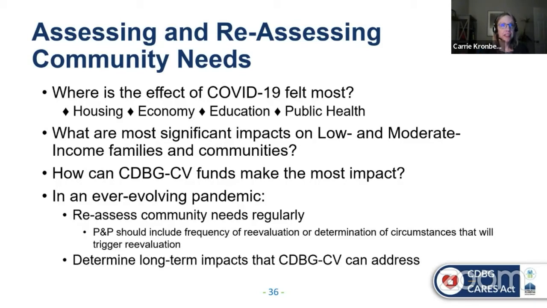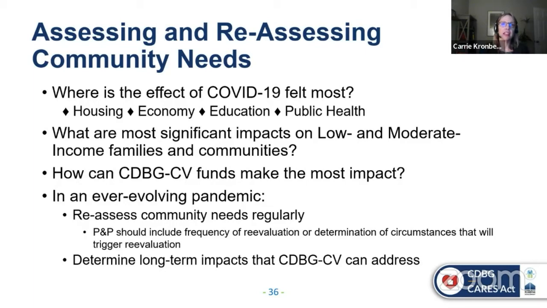But with COVID, we've seen that change rapidly. Major impacts have been on housing, the economy, education, and public health, of course. But how those impacts and the severity of them have really changed. So you need to be regularly reevaluating how your CDBG-CV funds can make the most impact. Will there be a trigger, maybe if a major program is way underspent and needs have dried up? You need to revisit the community needs and pivot. So that's something that you need to build into your processes to assess.